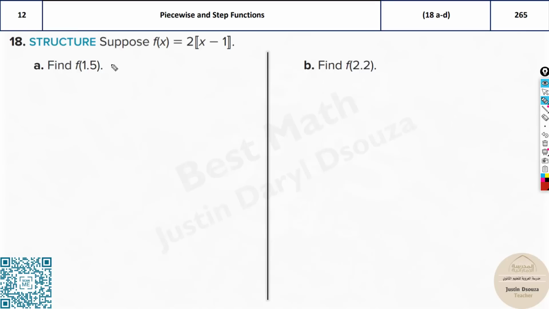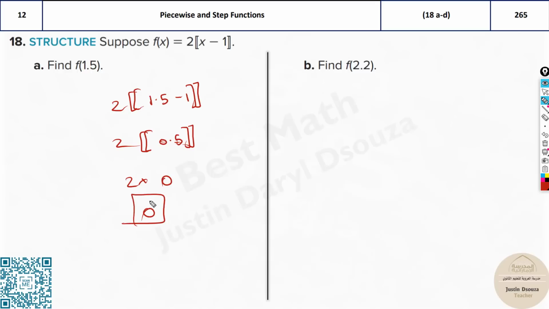Here they have told, find the value f of 1.5. The same equation, 2 times the step function. Instead of x, we have 1.5 minus 1. So we solve whatever is inside the step function first. It's going to be 0.5, right? 1.5 minus 1, times 2. Now what is this? It's not 0.5, it's 0. This will be solved to 0. 2 times 0 is 0. That's the answer.